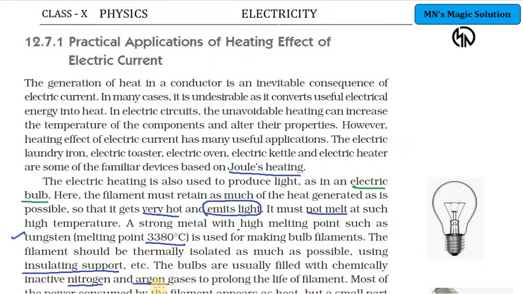These two are inactive gases. They do not react. So if there is any oxygen present around the tungsten filament, that metal would become an oxide, right? So that this metal does not oxidize at a high temperature, and does not react with the gases present, we make use of chemically inactive gases such as nitrogen and argon.